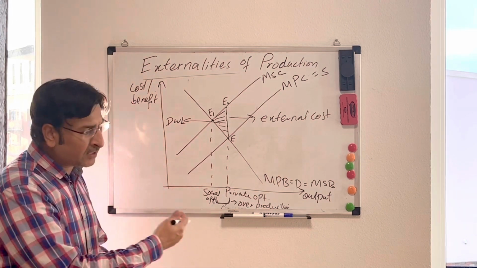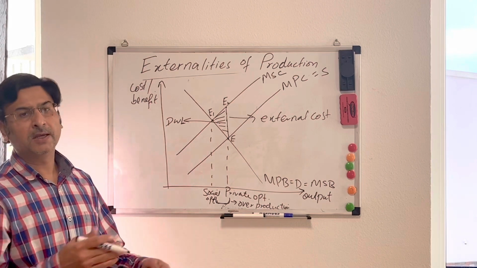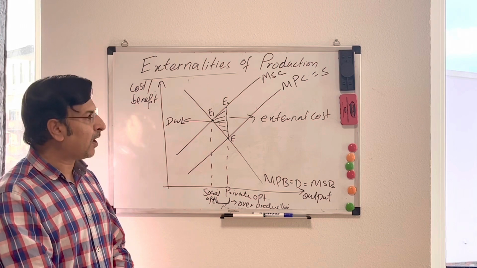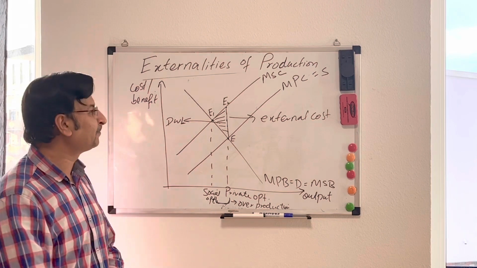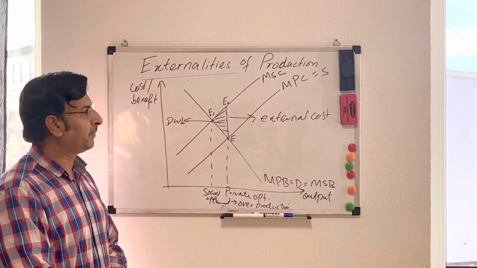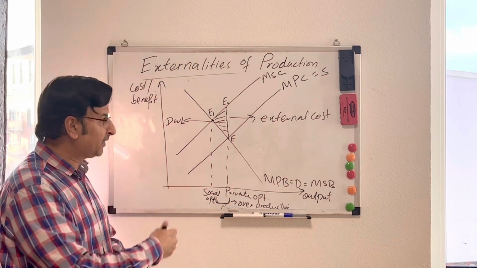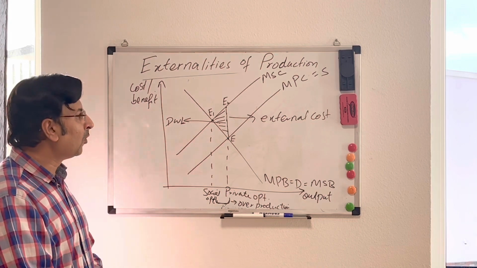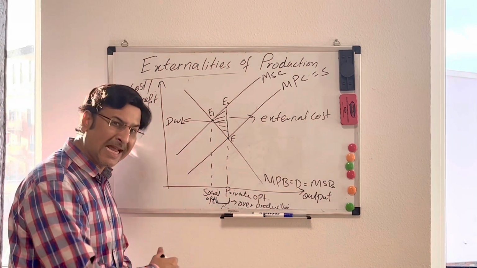In order to fix this problem, there could be a plethora of methods one could follow, at least theoretically. One of them is regulations. So the government could ban the production of this output if it is really damaging to the society or to the environment, or they can put an extra carbon tax on it.